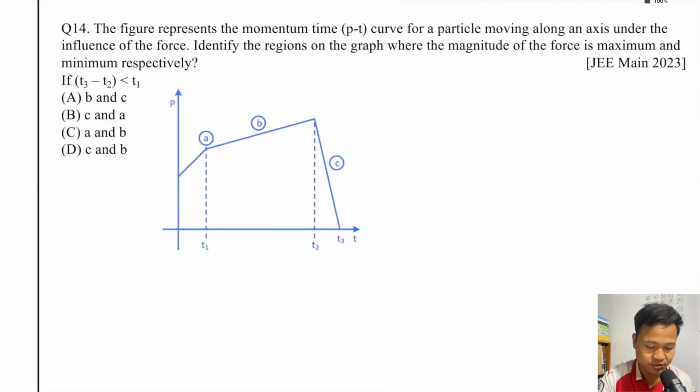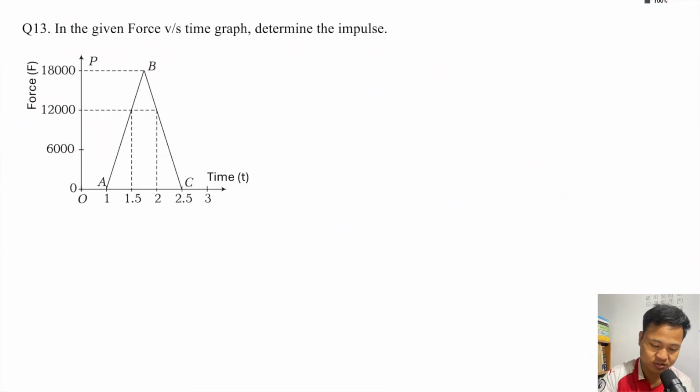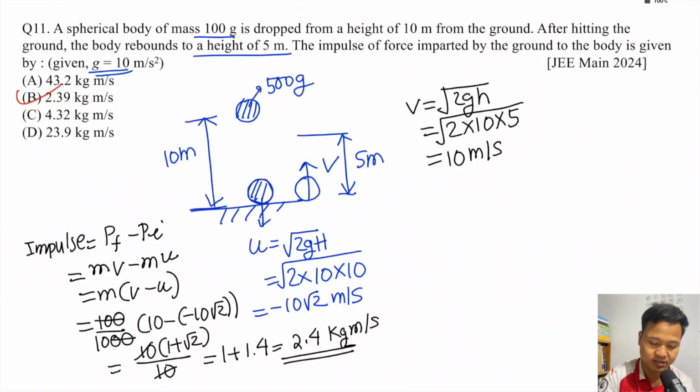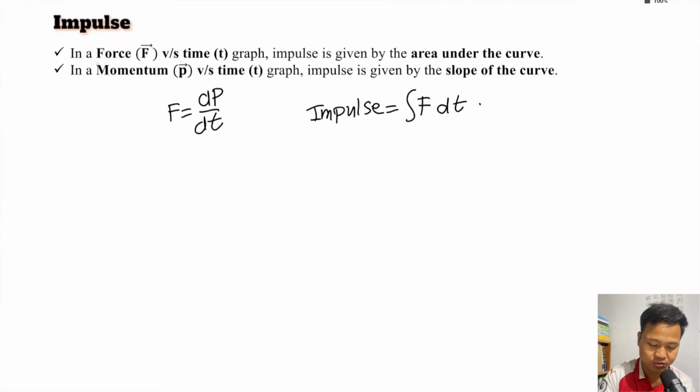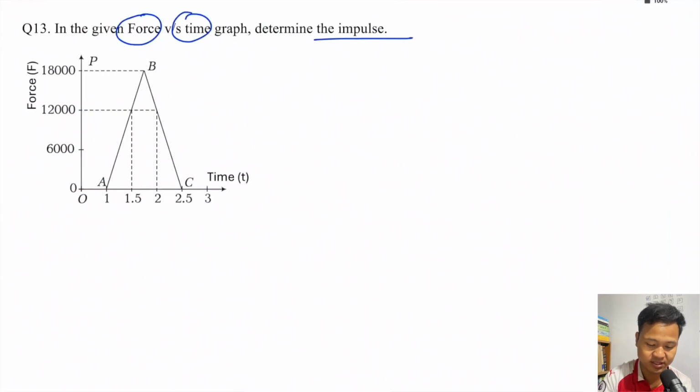Okay. So finally let's do two graph questions. So a very simple graph question. Given a force versus time graph, find the impulse. So if you have a force versus time graph, what is impulse? Area under the curve, right?